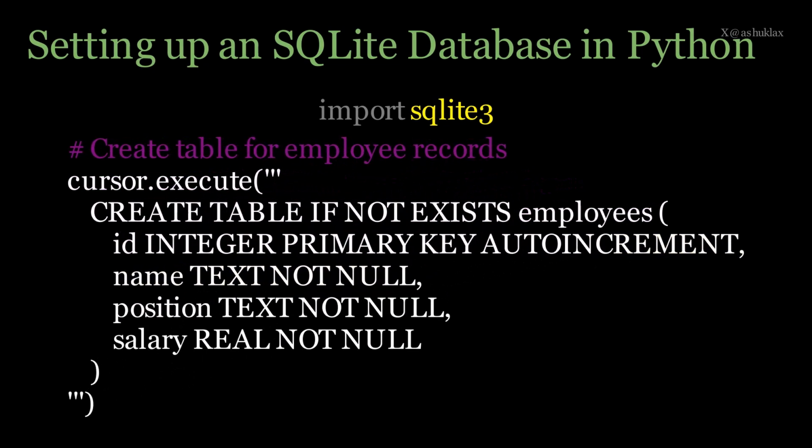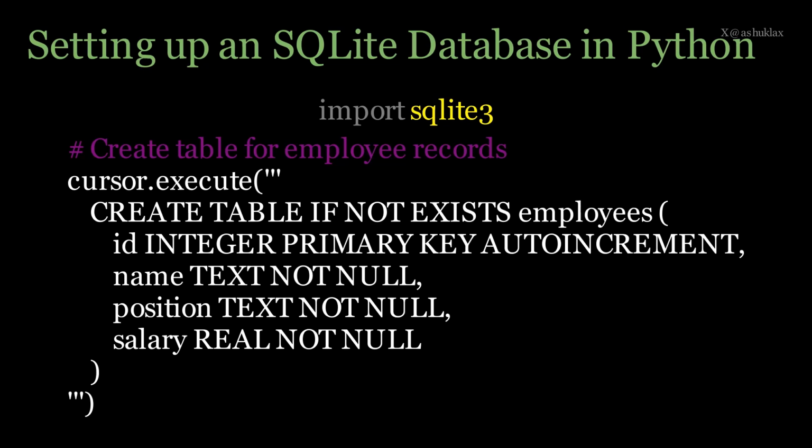Now let's create a table for employee records. First we start with a comment saying what we are going to do, and then we write cursor.execute. Now cursor.execute is the method which is used to execute SQL commands. And then we write triple quotes. Triple quotes are used to define a multi-line string. So if you have comments which go for more than one line, it is always a good idea to write those comments inside triple quotes.